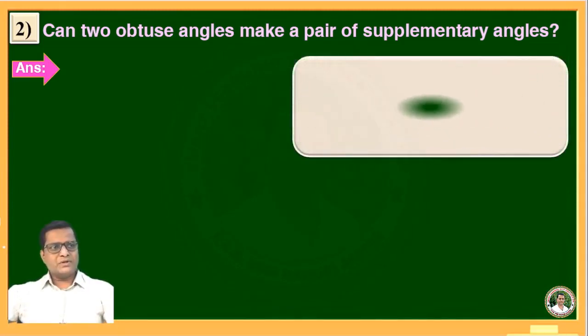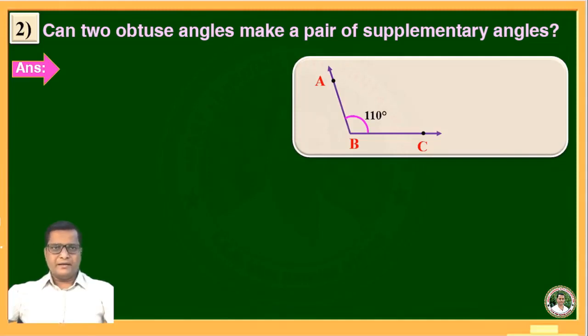Now first we will draw the figure. In that figure, one angle we will show as an obtuse angle, that is angle ABC having measure 110 degrees, and another angle, angle PQR, of measure 100 degrees. These two angles are obtuse angles. Then the sum of these two angles is 210 degrees. And are these supplementary angles? No, because the measure of supplementary angles is 180 degrees.